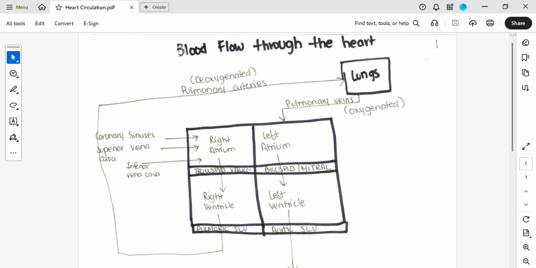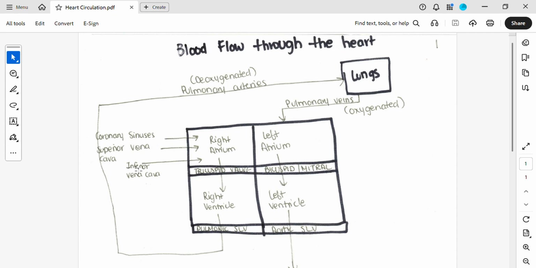So the deoxygenated blood comes to right atrium by coronary sinuses, superior vena cava and inferior vena cava. When you think of coronary sinuses, these are just the large veins on the backside of the heart that return blood from capillary beds of myocardium. So myocardium is a muscle tissue of the heart. So the sinuses are bringing that deoxygenated blood to the right atrium.